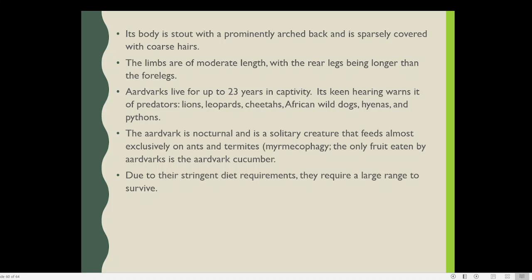Due to the stringent diet requirements, they require a large range to survive. One problem is that they feed on ants and termites, so if ant and termite colonies are not available, they will not be able to survive there. That is the problem of this aardvark, because they have a very selective type of habitat. So this is an idea regarding the different types of mammals that we have to study in our syllabus.